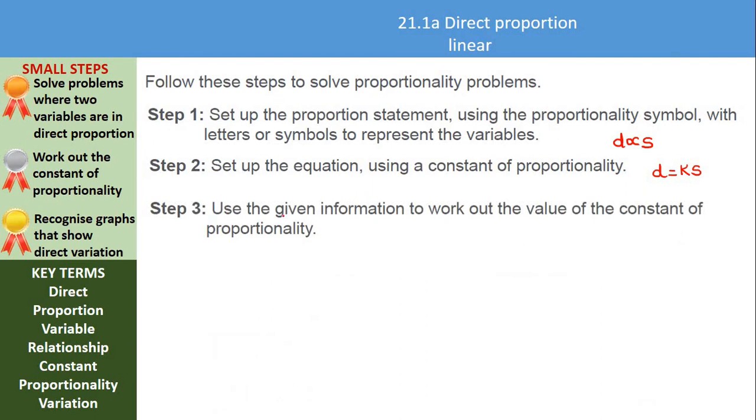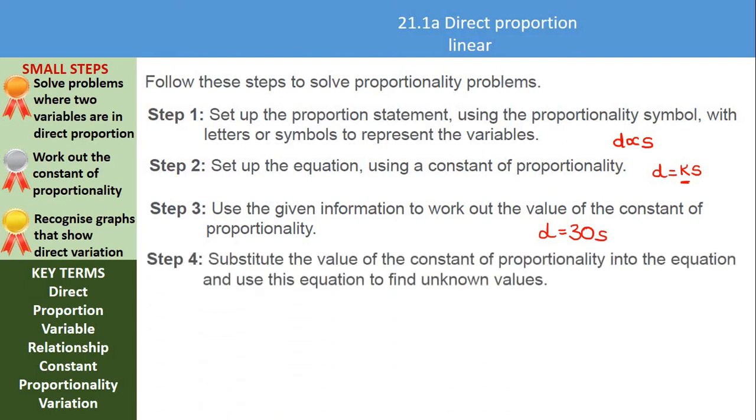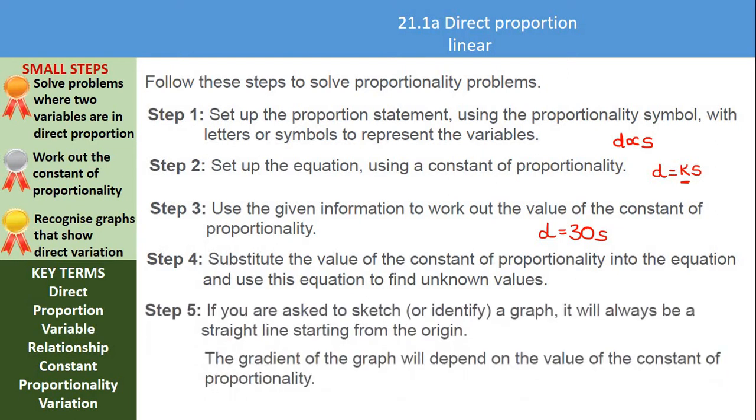Step 3, we use the given information to work out the value of the constant of proportionality. So we worked out that K was 30, so we could work out that the formula was D equals 30S. Then we substitute the value of the constant of proportionality into the equation and use it to find unknown values. So we're going to go on to look at some worked examples of this.